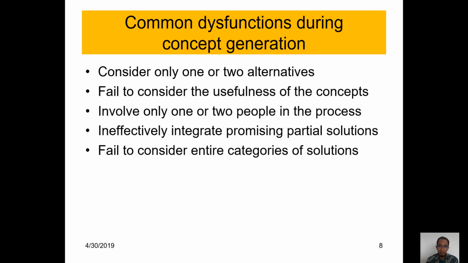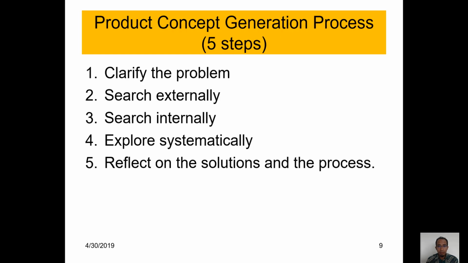If we talk about common dysfunctions during concept generation, there are some. First is considering only one or two alternatives. We should have more. And then failing to consider the usefulness of the concepts, involving only one or two people in the process, ineffectively integrating promising partial solutions, and failing to consider entire categories of solutions.